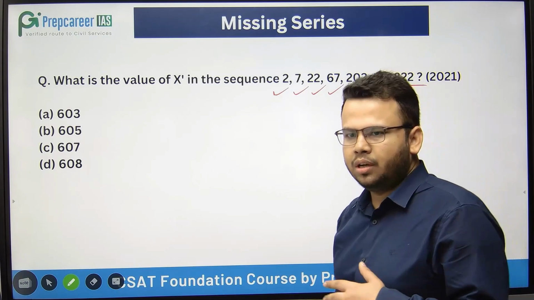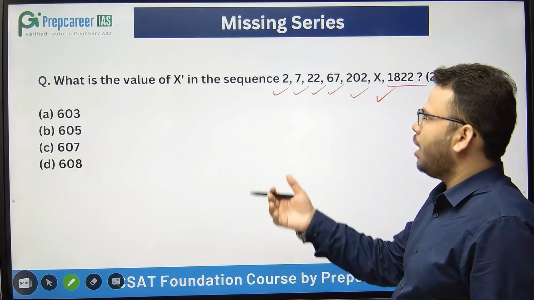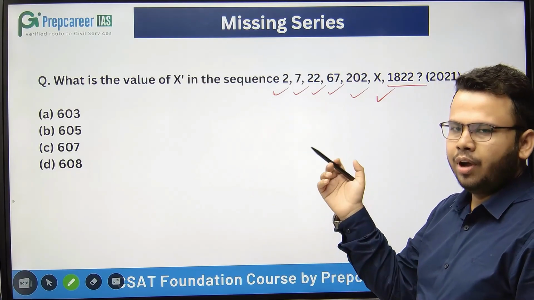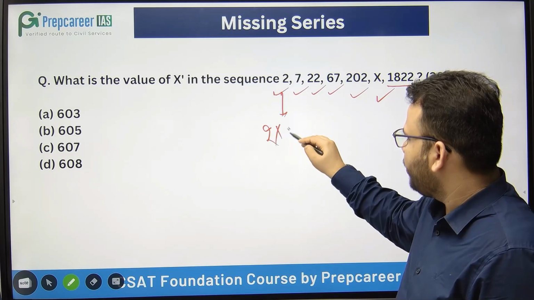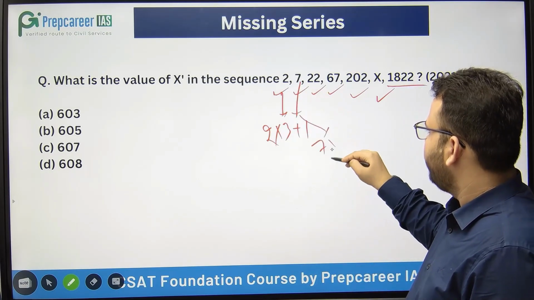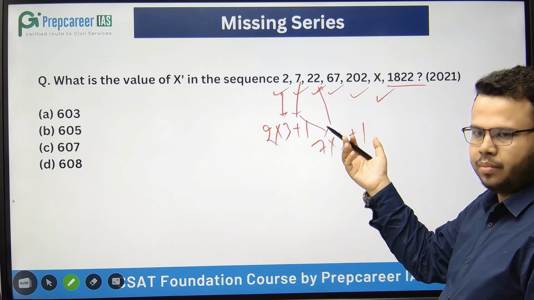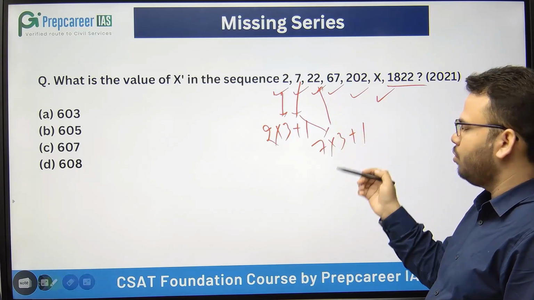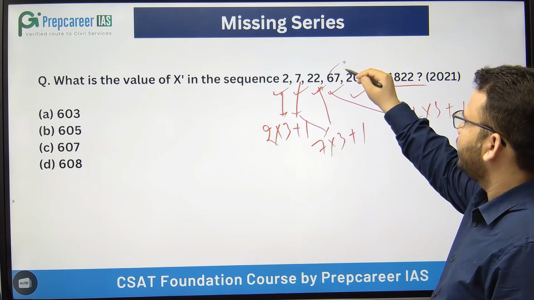अब देखो ये क्वेश्चन 2021 में पूछा गया, 2021 में यूपीएससी ने आपसे पूछा. Again you have to find out the missing value, x की वैल्यू क्या होगी. So observe this pattern. 2 into 3 plus 1 is 7. Then 7 into 3 plus 1 is 22. ये है ना 22 क्या हुआ 7 into 3 plus 1. Then 22 into 3 plus 1 is 67.